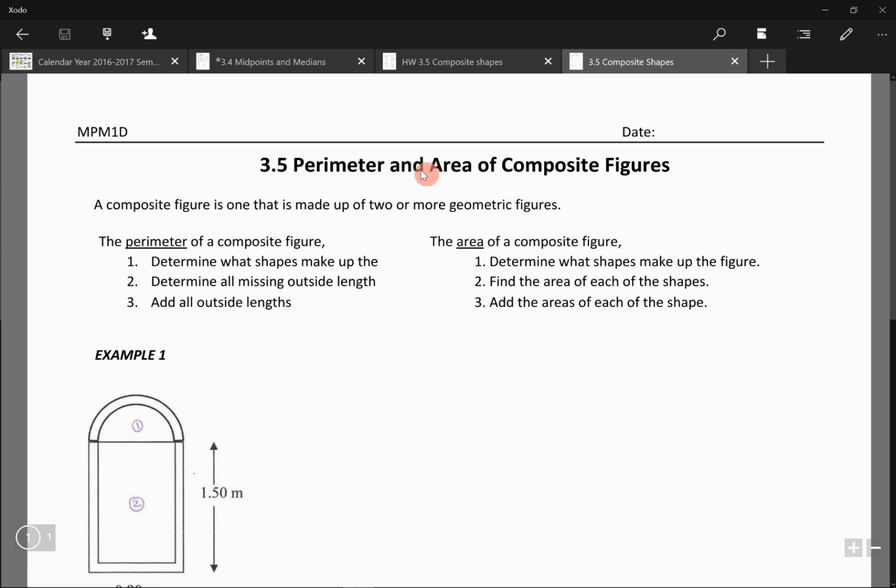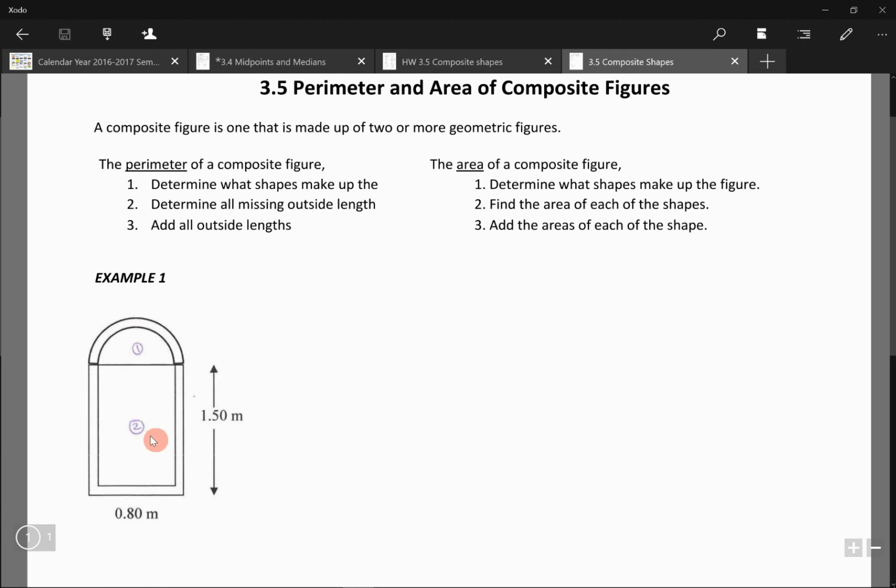3.5 Perimeter and area of composite figures. So what's a composite figure? A composite figure is a figure or shape or collection of shapes. So it's made up of two or more geometric figures.